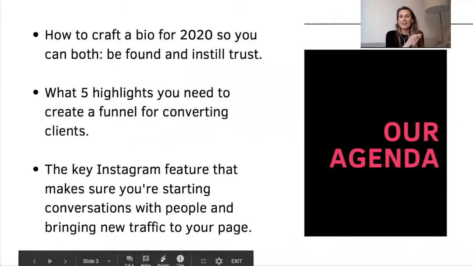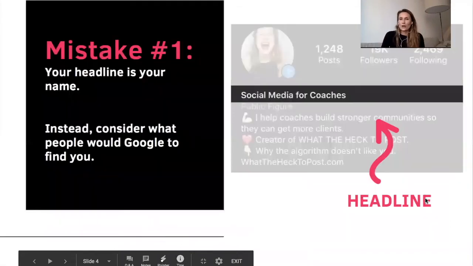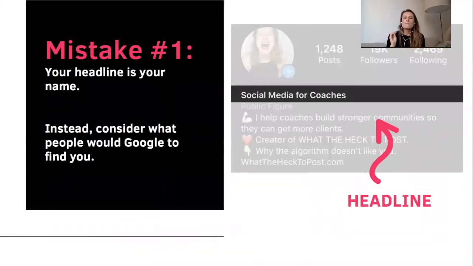Okay. Let's dive in. Mistakes that you are making with your bio. First things first, this is called a headline, all right? It is one of the most weighted parts of your Instagram bio, because Instagram, starting in 2019, is only becoming a stronger search engine in 2020. But starting in 2019, Instagram has turned into a search engine, much like YouTube, in fact.